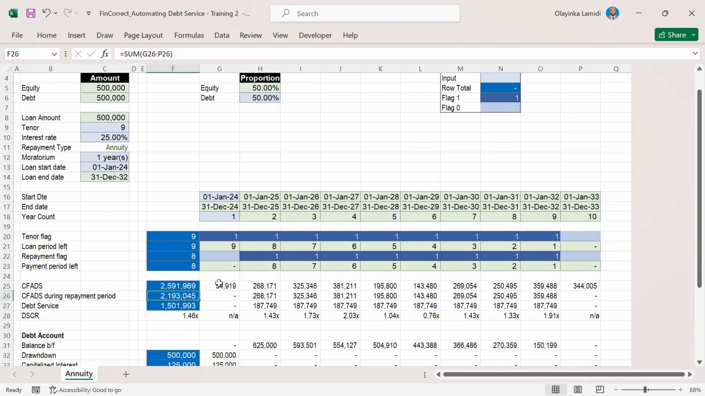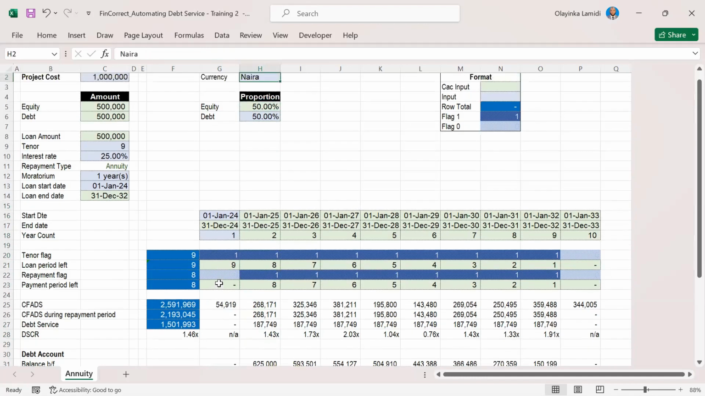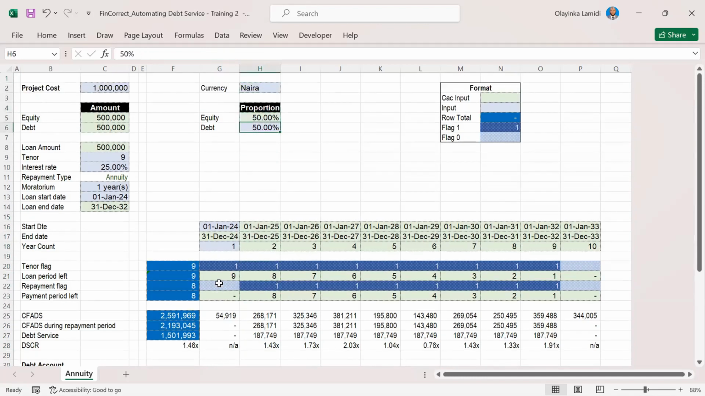If I pay off this entire amount of 1.5 million naira, I will still have some amount left with me. This minus this gives 691,000 naira as the net amount. So that means I can even raise more debt, since I can still use this amount to cover my entire debt service. But there's a limit to the extent of debt that I can raise. How do I do that? I come to this proportion side and adjust the loan amount, and then see the impact on my DSCR.